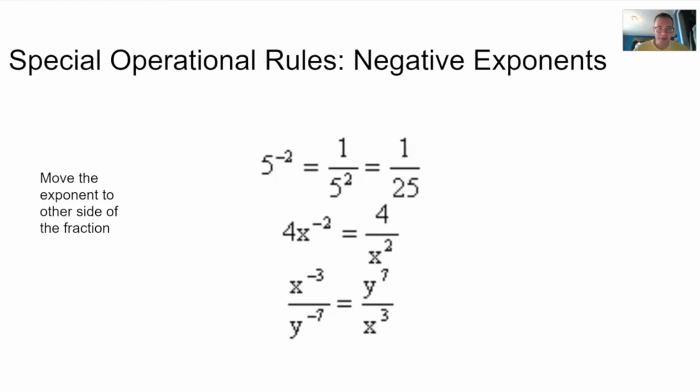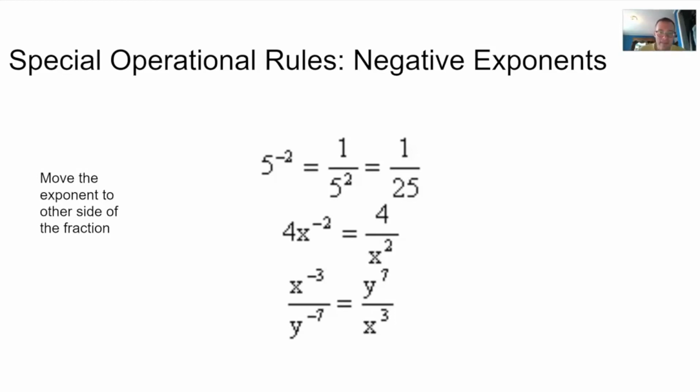Okay, last one, negative exponents. 5 to the negative 2. What do you do with that? Well, you move the exponent to the other side of the fraction. So right now it's in the numerator. We're going to flip it and put it in the denominator. So 5 to the minus second becomes 1 over 5 to the second, which is the same as 1/25.